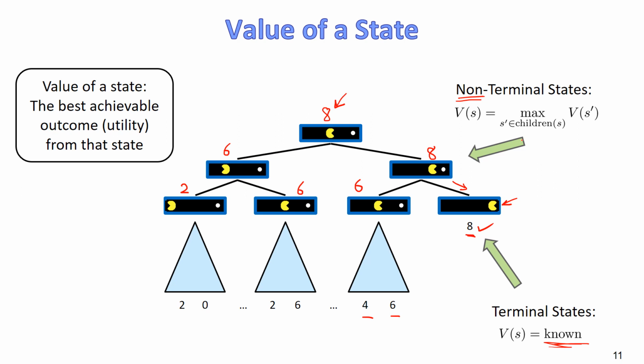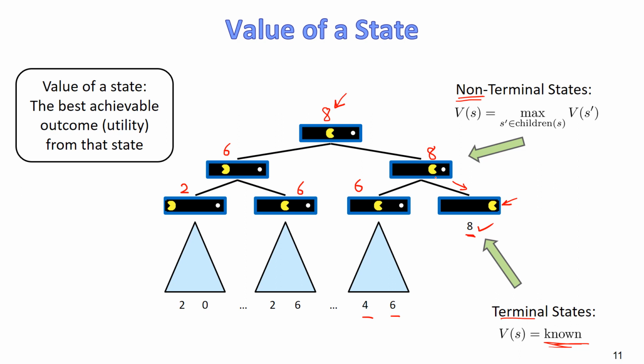Okay? So this is the definition of the value of a state. We have two cases: either terminal, which is determined by the game, or non-terminal, and we have to move bottom up to get these values. The value of a non-terminal state is the maximum value among the values of the children, and so on. So you have to move bottom up to get these values.